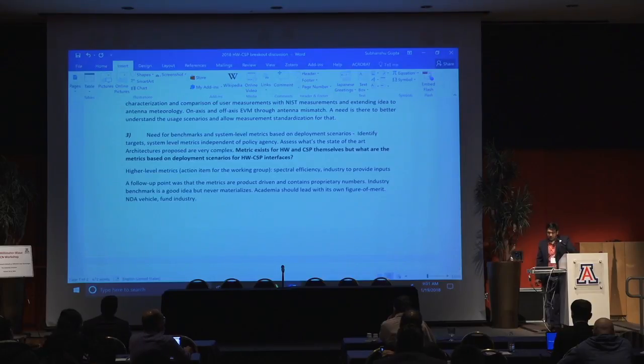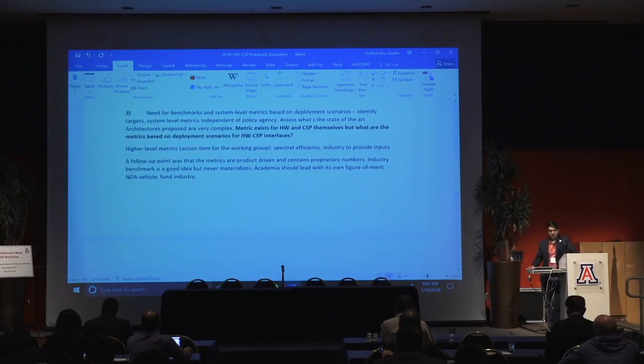The third point, which took a lot of energy here, was about the benchmarks and deployment scenarios that are needed for the hardware CSP interface. One realization in the discussion was that there are metrics that exist for hardware, and metrics that exist for CSP, the signal processing side, but at the interfaces, what are the most optimal 5 or 6 metrics that would differentiate different architectures?